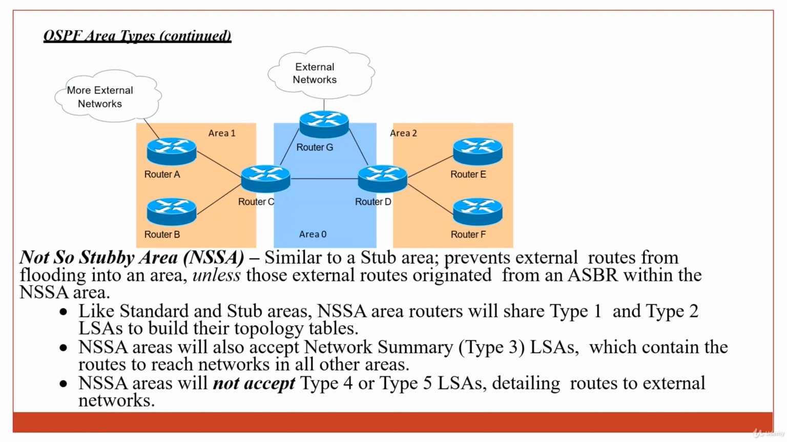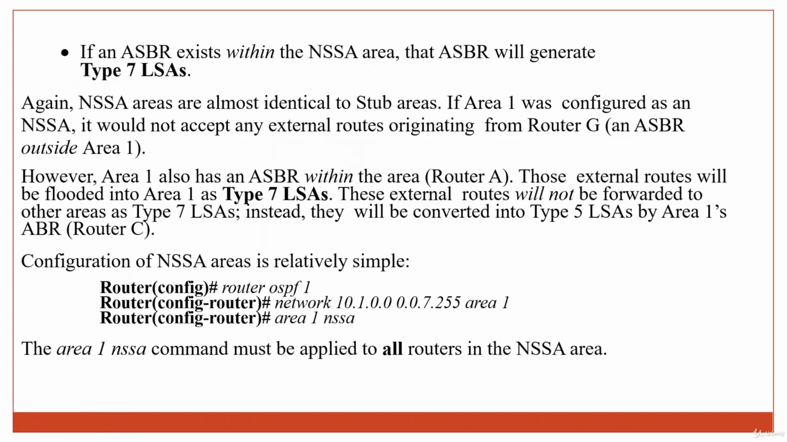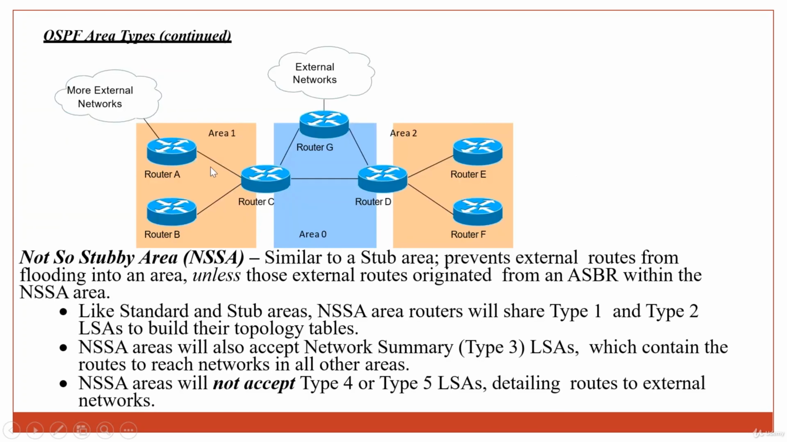So here you can see that they are not accepting any type 4 and type 5 LSA. Rather, we have type 7 LSA. This is router G, it will not accept any external, non-OSPF domain network. Correct? Great. However, area 1 also has an ASBR within the area, router A. Those external routes will be flooded into area 1 as type 7. So inside area 1, you have router 1, who is getting the external routes, and that will be flooded inside area 1.